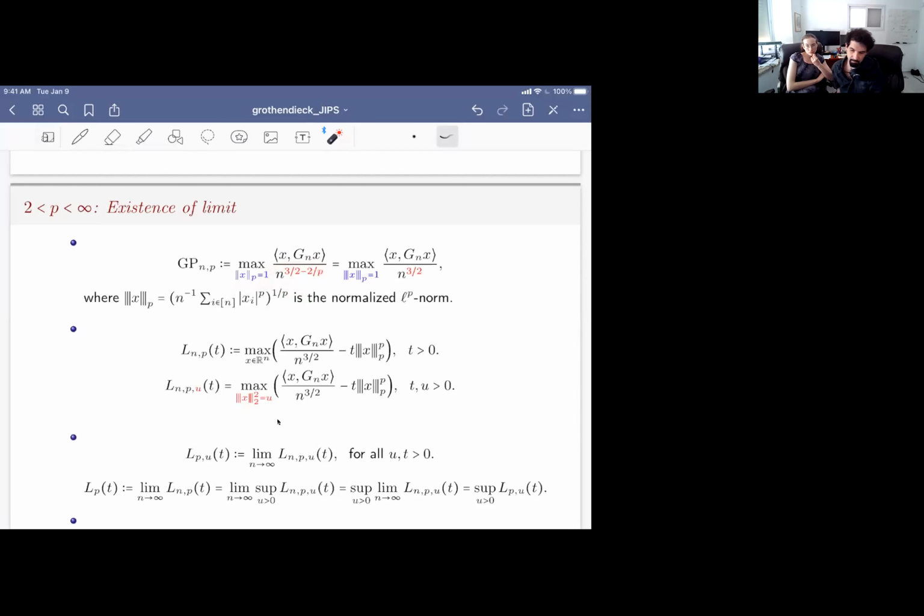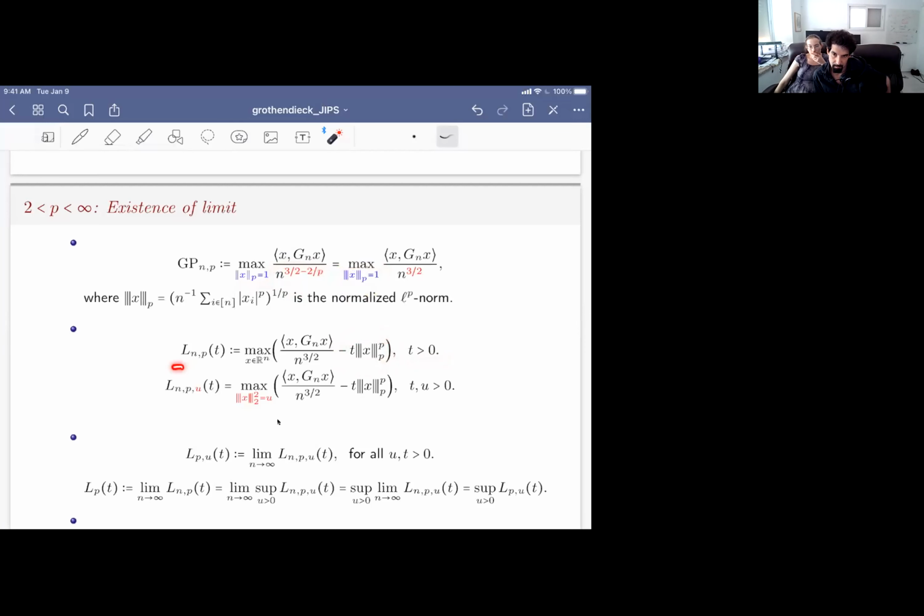But of course, this doesn't solve the problem. The problem remains that this LP constraint is difficult to deal with. So what we do, we use the idea of the Lagrange multiplier. We remove this constraint and put it back as an external field, where this parameter t serves the role of the Lagrange multiplier.